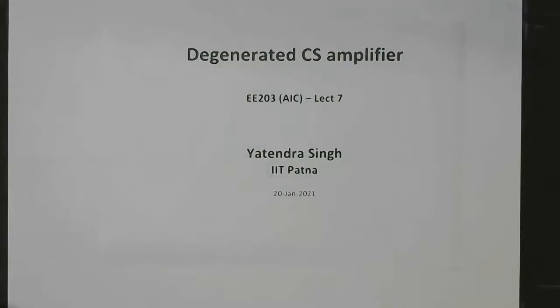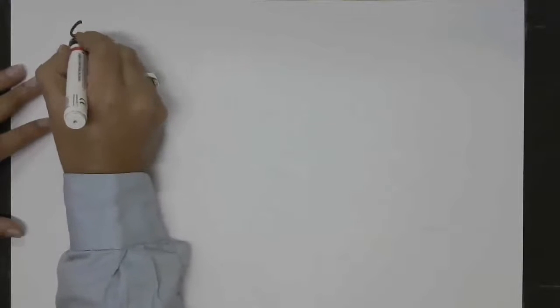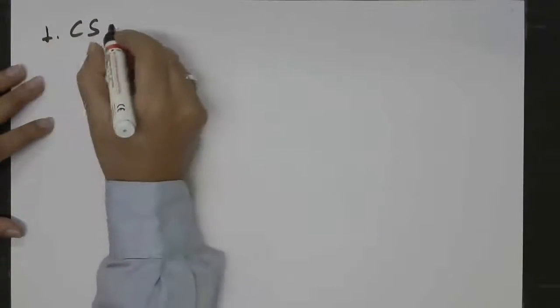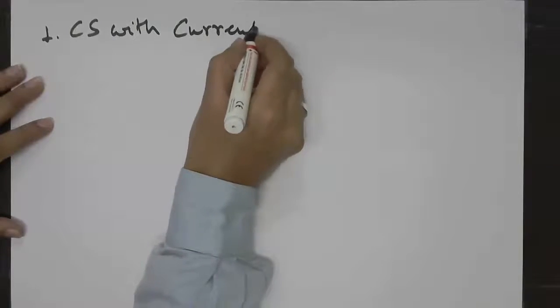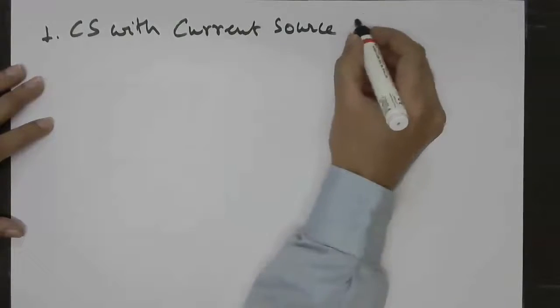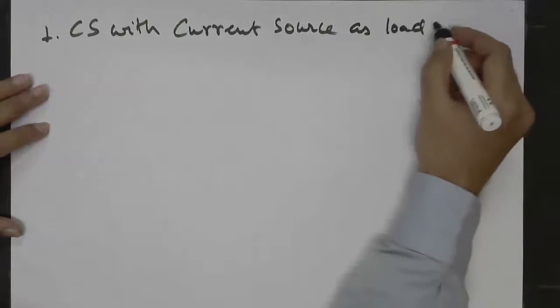But before we visit the degenerated common source amplifier, we will discuss the simple common source amplifier and try to see what is the maximum gain that we can get out of a single NMOS. So first we will discuss common source with current source as what is called load.